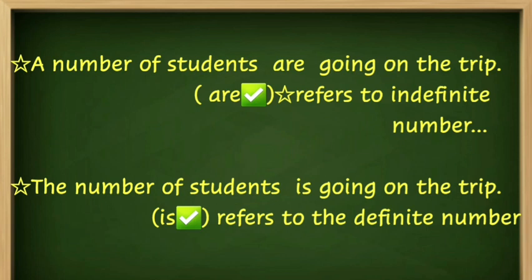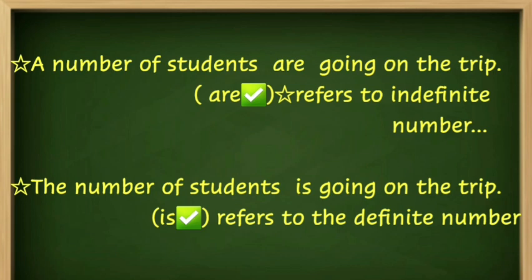See, in the sentence, a number of students, the right option should be are here. A number of students are going on the trip, because that is an indefinite number here. Whereas if we talk about the number of students, here the refers to a definite article, so the numbers are fixed. That's why we'll use is here. So the right option for the second sentence should be is.